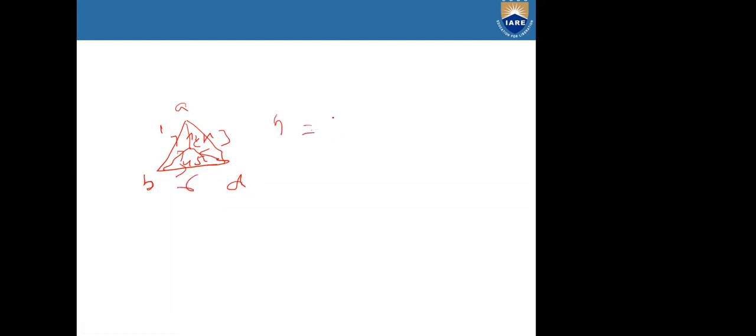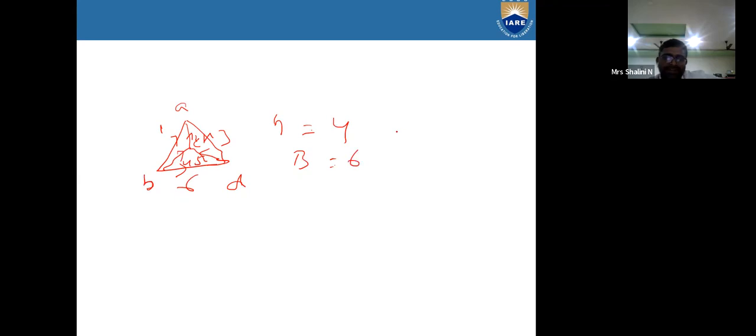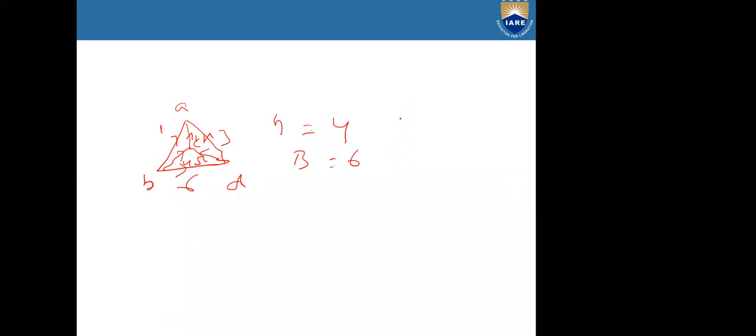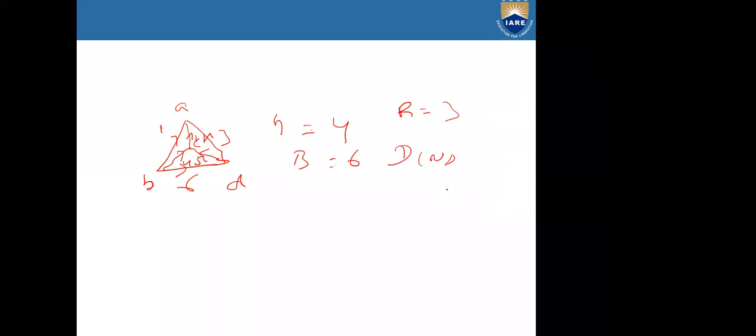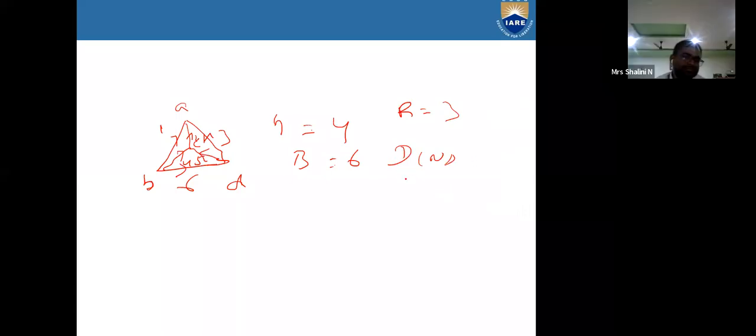Tell me how many nodes will be there? 4. How many branches? 6. What is the rank of the graph? 3, n minus 1. What is the degree of the node? 6. It is branches now. Yes, sir. Okay, 6.